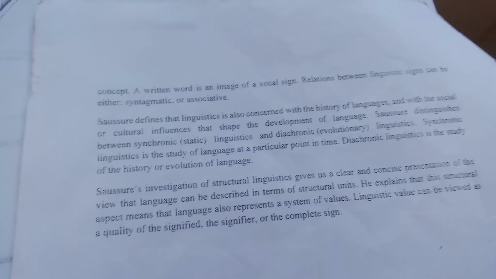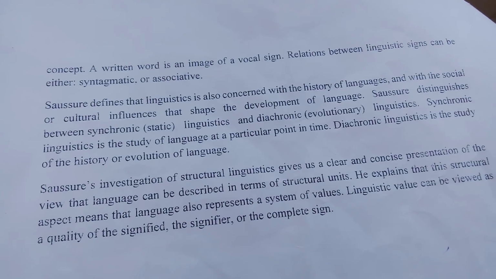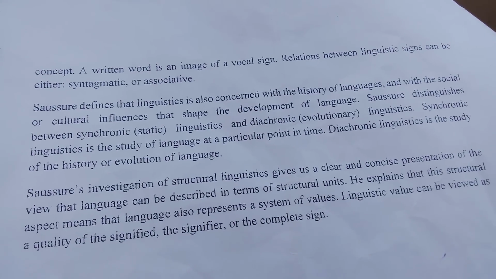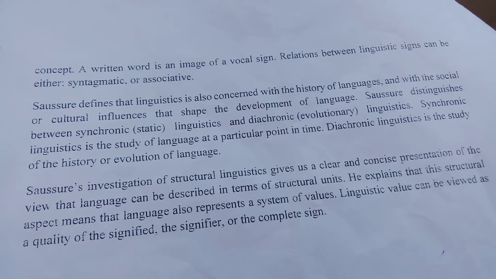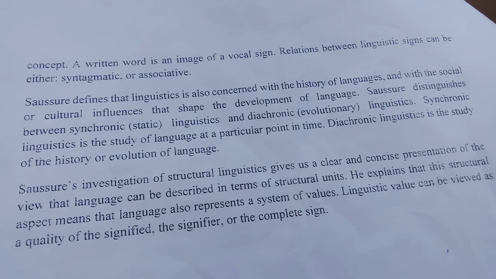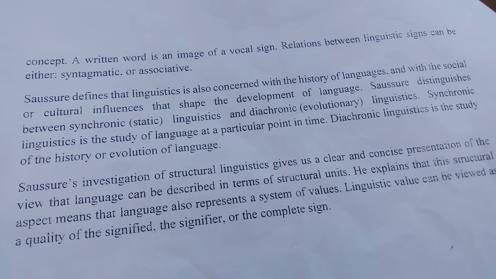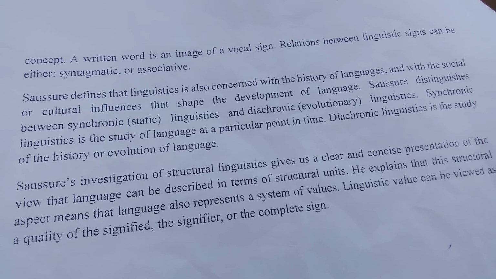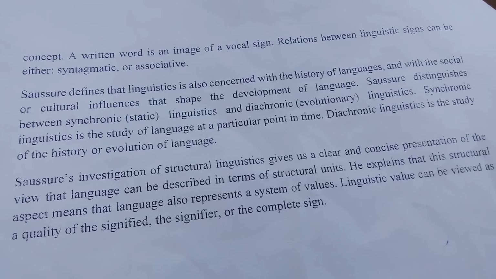Moving towards the next page. A written word is an image of a vocal sign. Relation between the linguistic signs can be either syntactic or associative. Saussure defined that linguistics is also concerned with the history of language and with the social or cultural influences that shape the development of language.